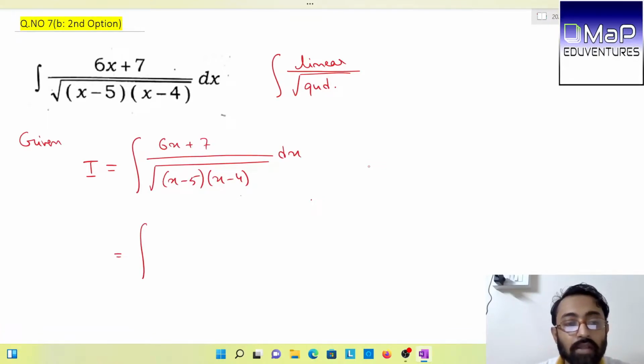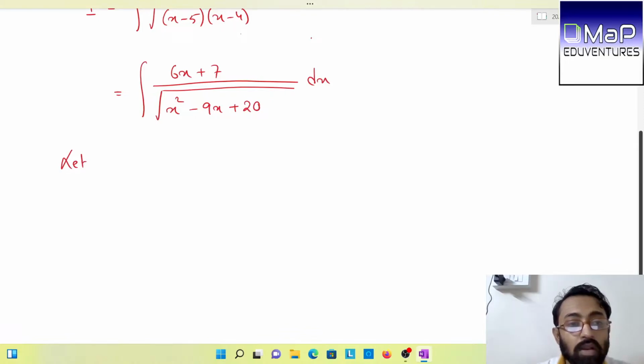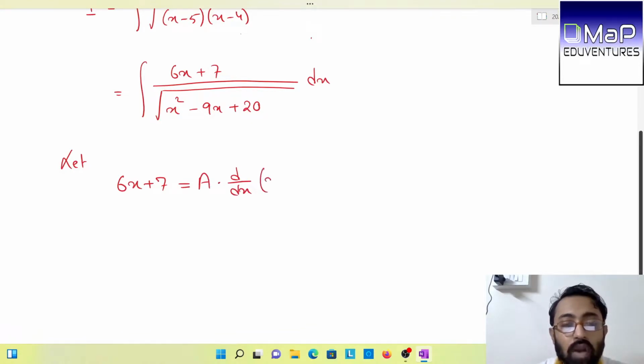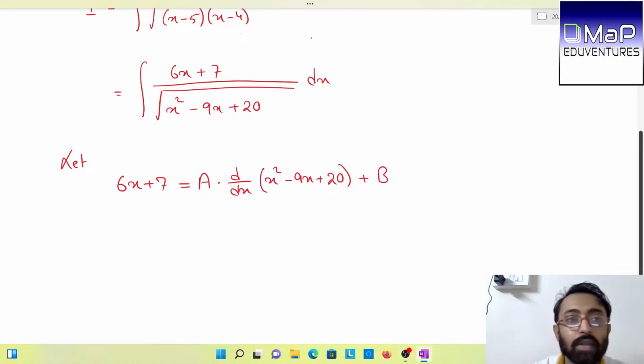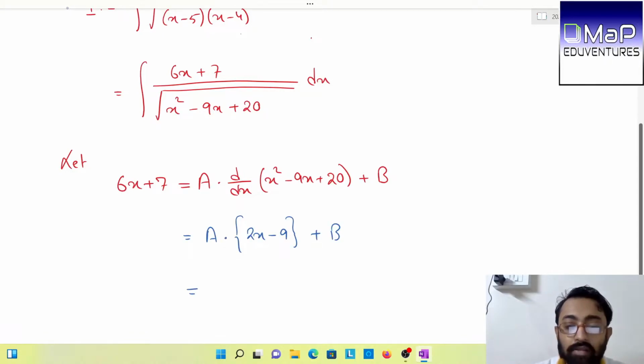Now let us break that quadratic form. Now let us take the linear part, that is 6x plus 7 equals to a constant capital A into d by dx of the quadratic form x square minus 9x plus 20 plus a constant b. Now differentiate. Now arrange in x term and constant term.